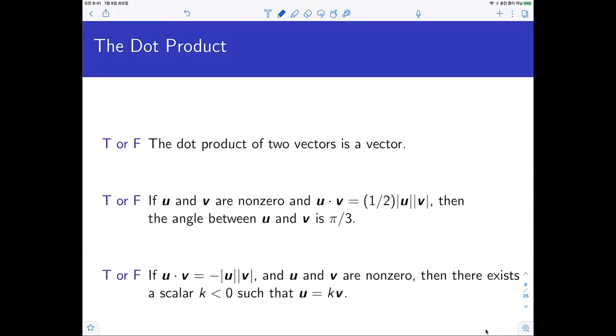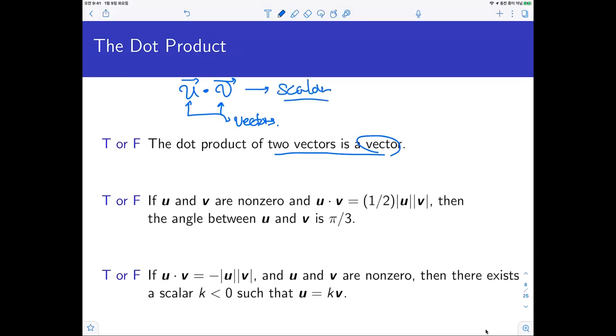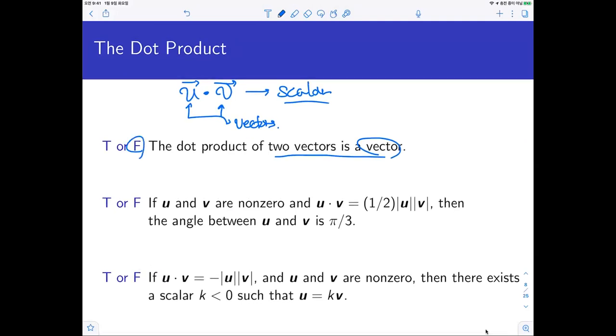Okay, now this is the dot product. Here, the dot product of two vectors is a vector. No, the dot product is defined between two vectors, u and v are vectors, but the result of this dot product is a scalar. So this is wrong. Actually, the cross product of two vectors is a vector. Actually, the cross product is defined on three-dimensional vectors, not in other dimensions.